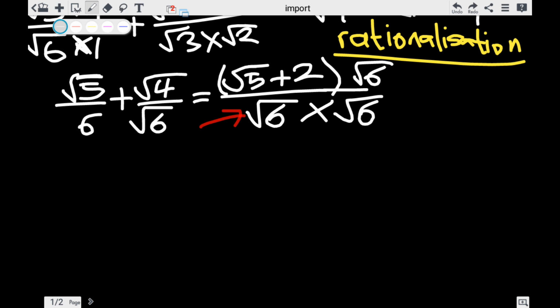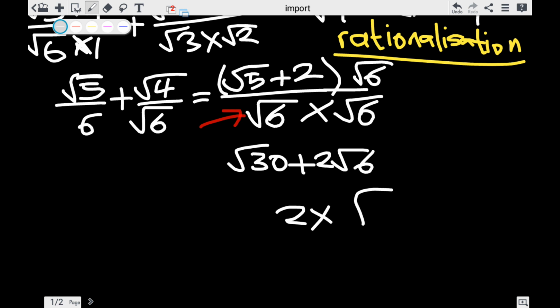So now what you're going to have is root 6 times root 5. Root 6 times root 5 is the same thing as multiplying the two numbers that are inside the two square root symbols together. 5 times 6 is 30. So you get root 30, plus, what is root 6 times 2? Root 6 times 2 is 2 root 6. Simply move this 2 behind that square root symbol. It's the same whether you see it as 2 times root 6, or root 6 times 2. Move this 2 closer to the square root symbol. So that is how we do it.